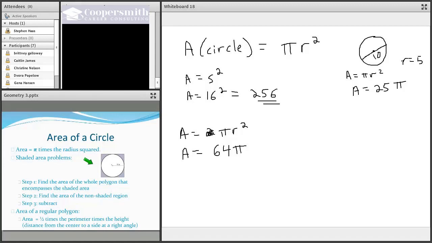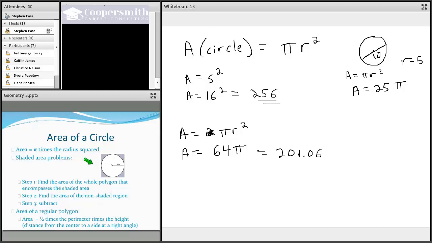Pretty close, but unless your calculator actually did the pi, I rounded it off to 3.14. So if your calculator did pi itself, yeah, it's going to be slightly more. Some calculators actually have a pi button where you can press it in and it gives you pi to something like 8 or 9 places. Okay. So the area is 201.06 approximately.